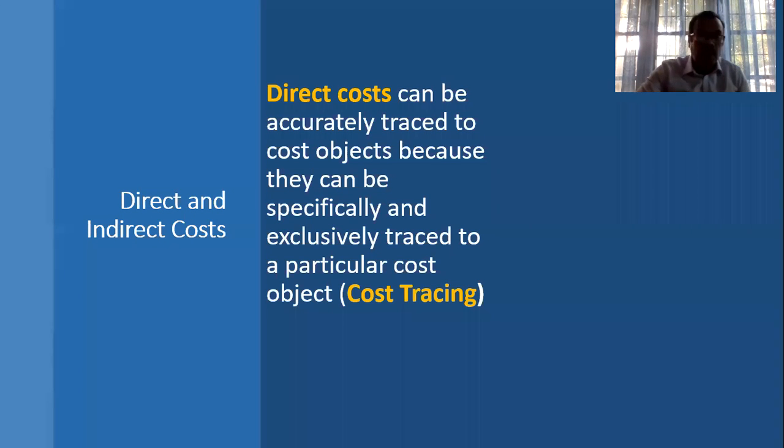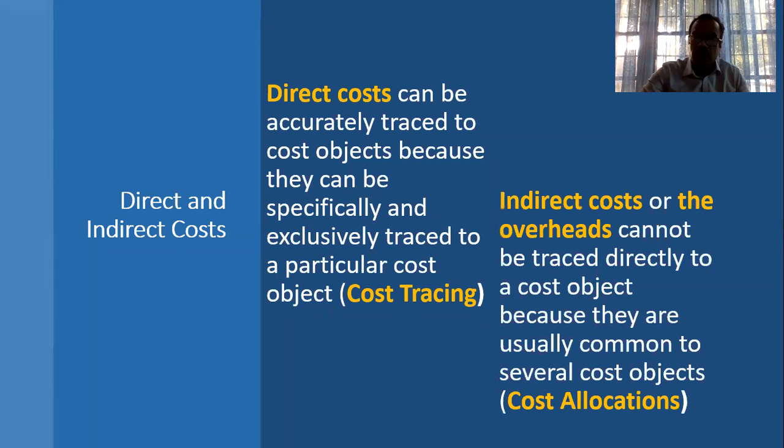For this particular purpose, costs are divided into two. Or in other words, we can say that costs are classified into two groups. What are they? Direct cost and indirect cost.